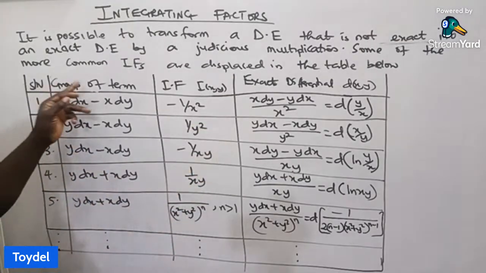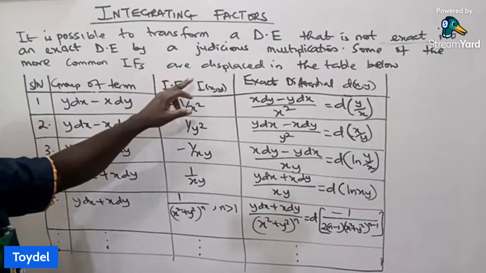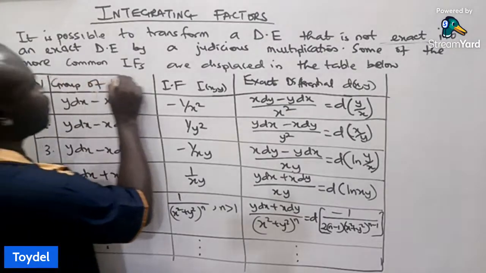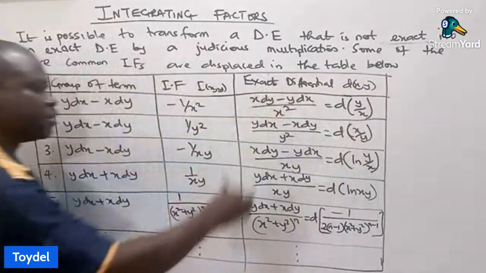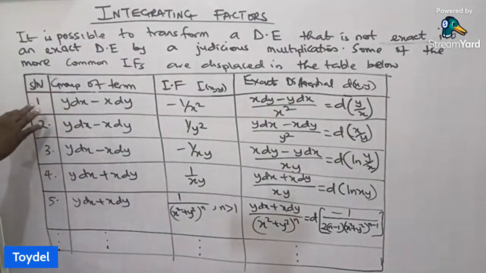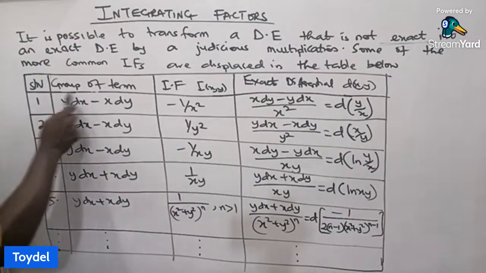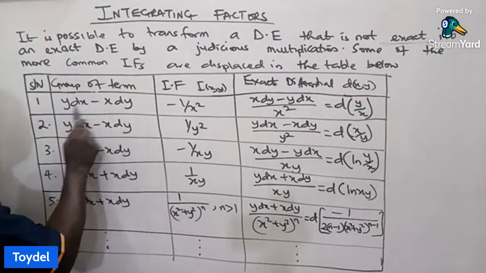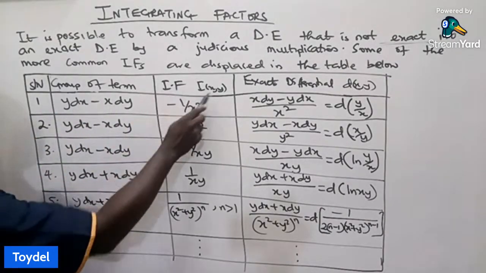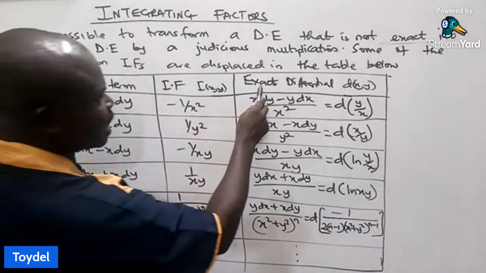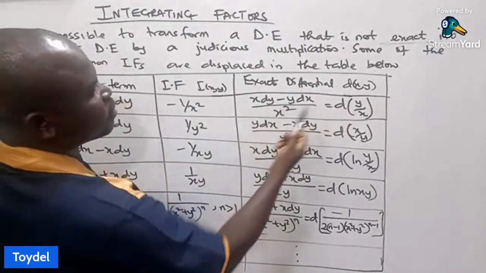Some of the common integrating factors are displayed in the table below. If you get a standard textbook on differential equations, we are going to have these tables there. There are more than this, so I just selected maybe 5 of these. If this is the form of the differential equation, then you can apply this integrating factor, which is minus 1 over x squared. By the time you transform it, the exact differential will be in this form.